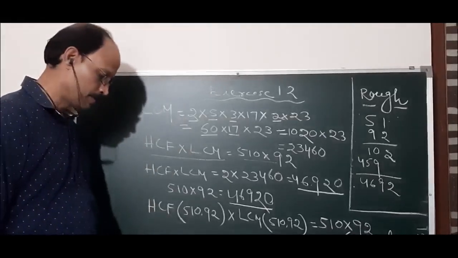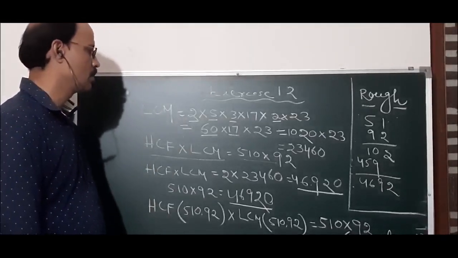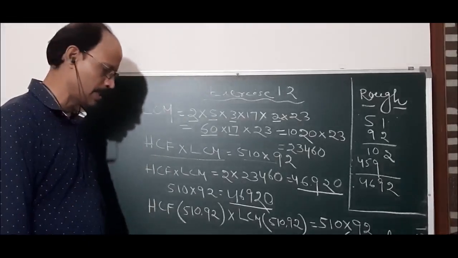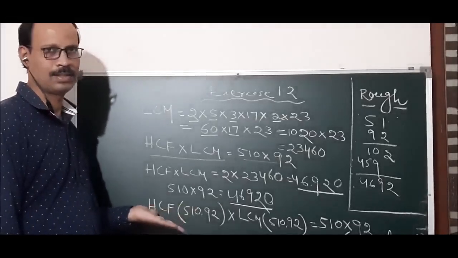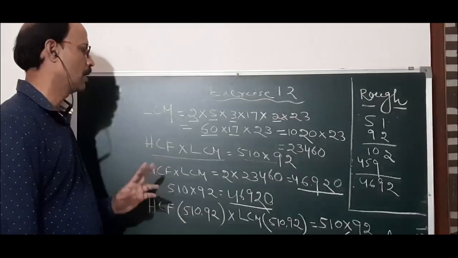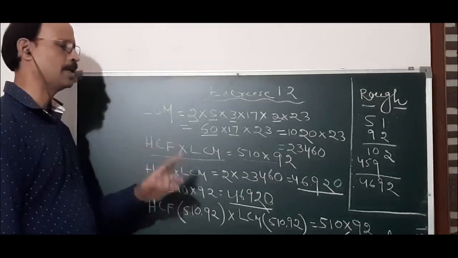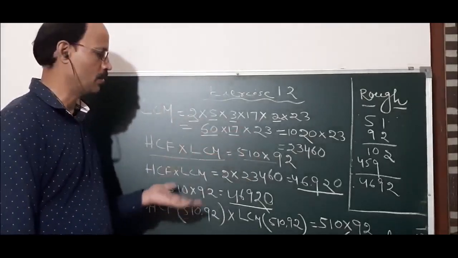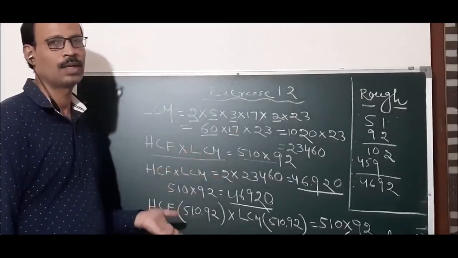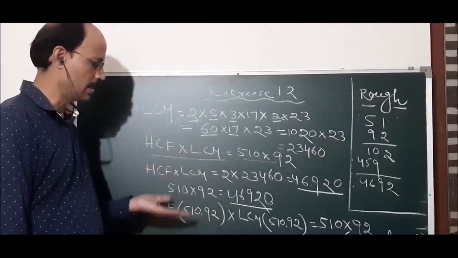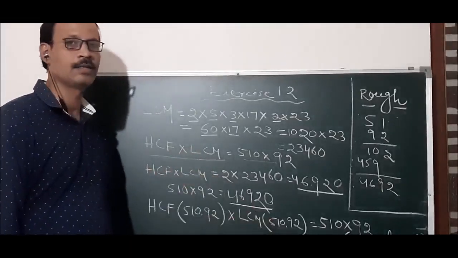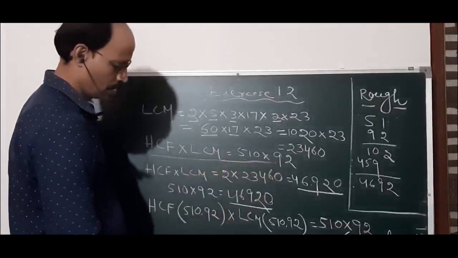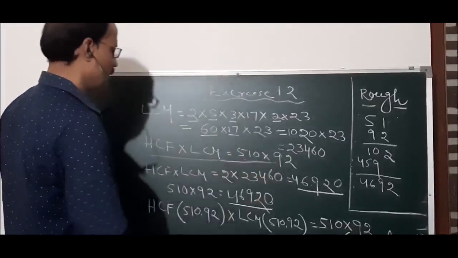So is it clear? I think you may do the next question like this. First you have to factorize, then you have to multiply the HCF and LCM, then multiply the given two numbers, then check whether both the products are equal or not. If it is equal, then the formula is verified. The formula is this. Okay, so let's proceed to question number 3.